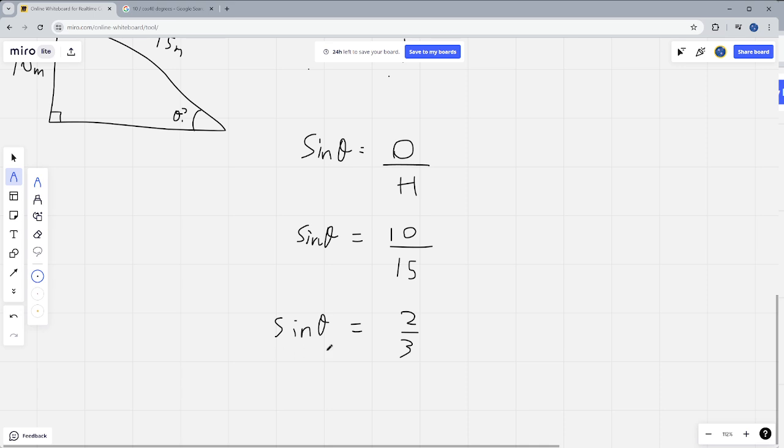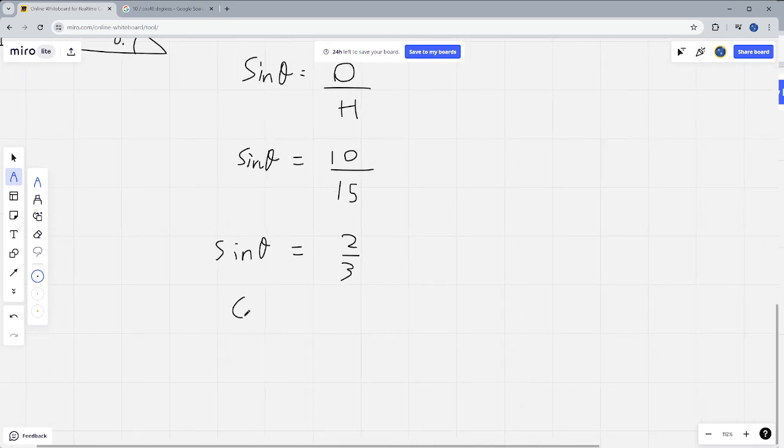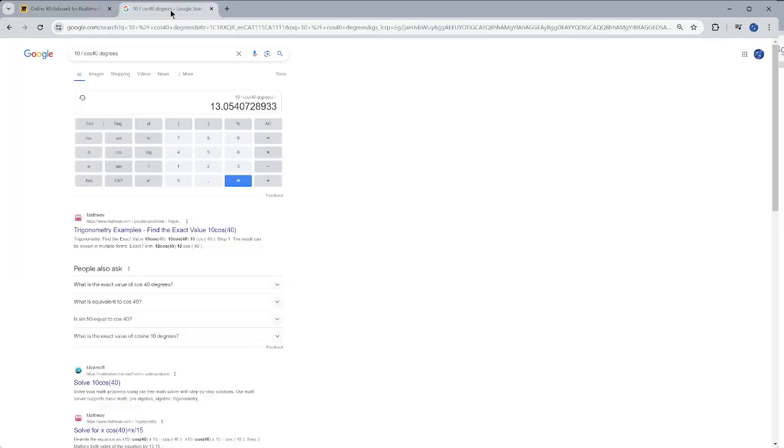Now what? Do we just divide both sides by sine? We can't do that. We need to know the inverse of sine, because it's a function. So we're going to do sine negative 1 times 2 over 3. And we do this only when we're looking for the angle, right? Only when we're looking for the angle attached to sine. We're going to punch that into our calculator, and let's see what we get.